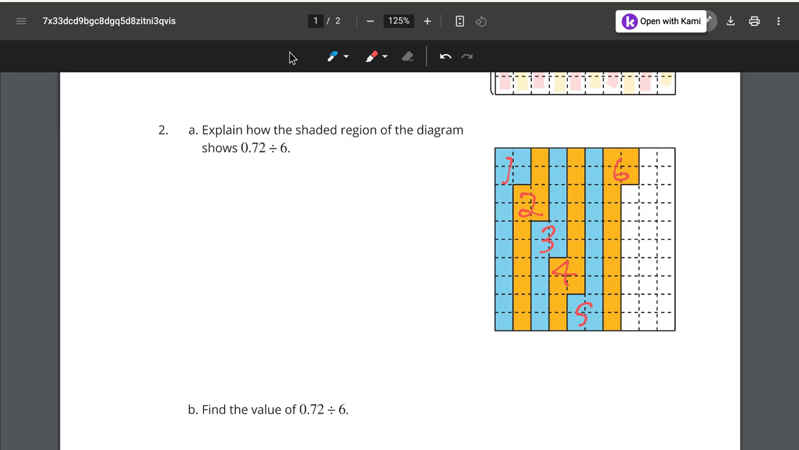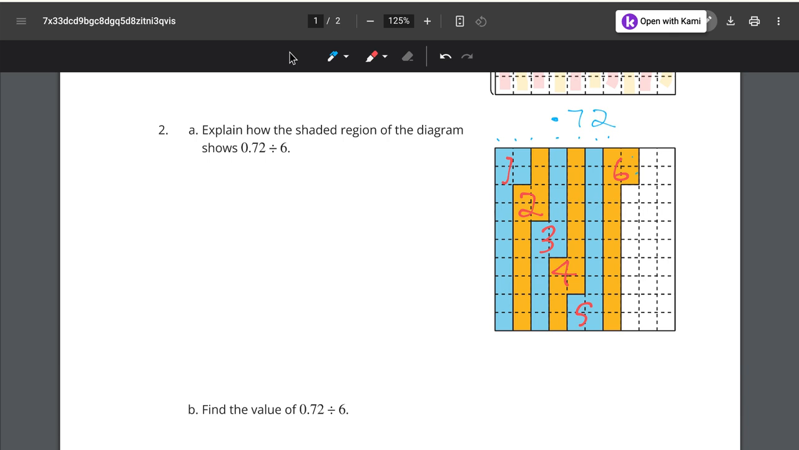I am seeing it perfectly carried out in how that unit square represents 7 whole columns. 1, 2, 3, 4, 5, 6, 7. So there is the 7 tenths, right? But then notice we have 2 hundredths more in that 8th column. So I have 72 hundredths. And look how they are perfectly put into 6 groups. So when I come to answering the question, which will be in B, that's where we'll actually figure out how many hundredths ended up in each group.